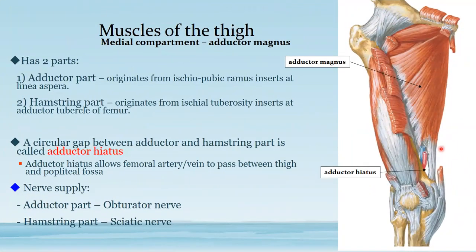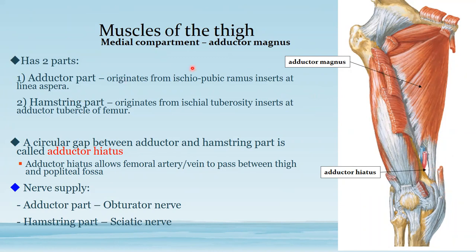Okay, as I said, I want to talk about the adductor magnus. Magnus means big. The adductor magnus is so big that it has two parts: the adductor part and the hamstring part.